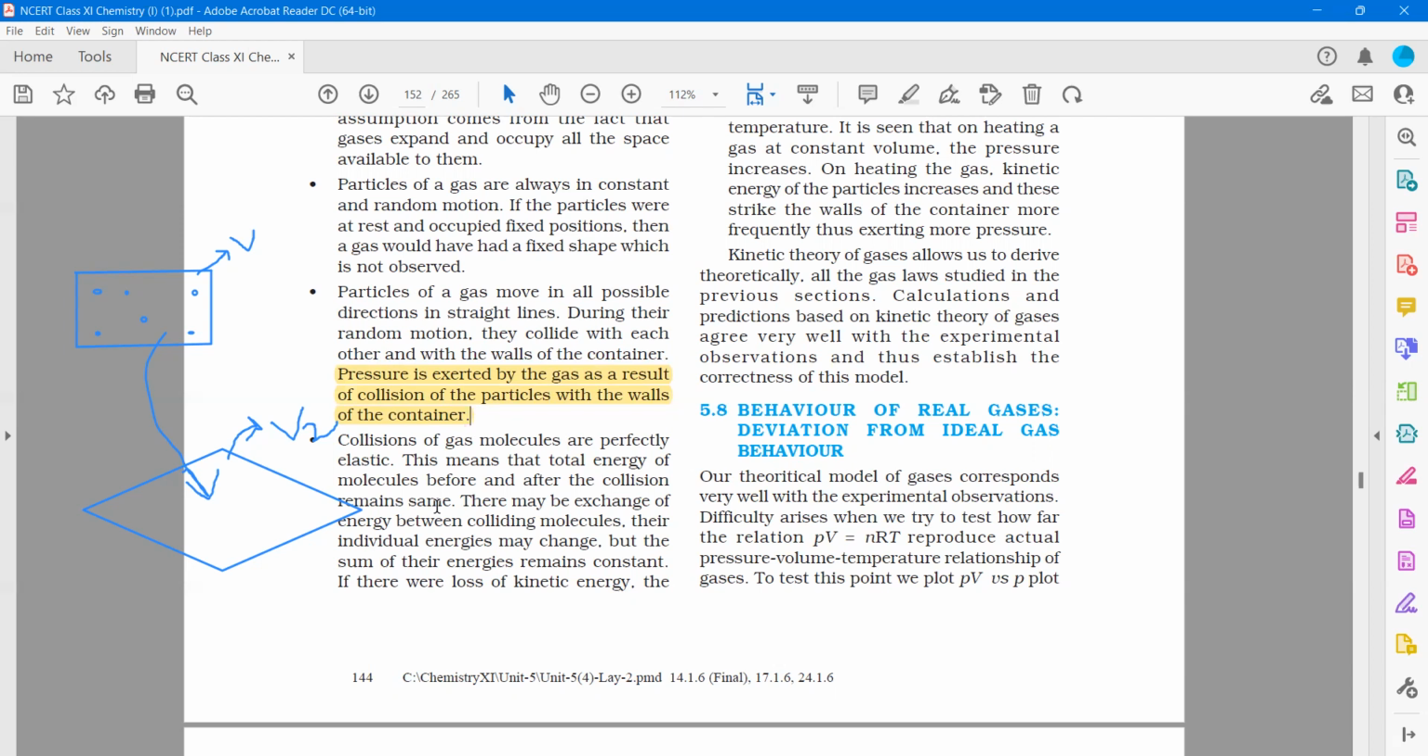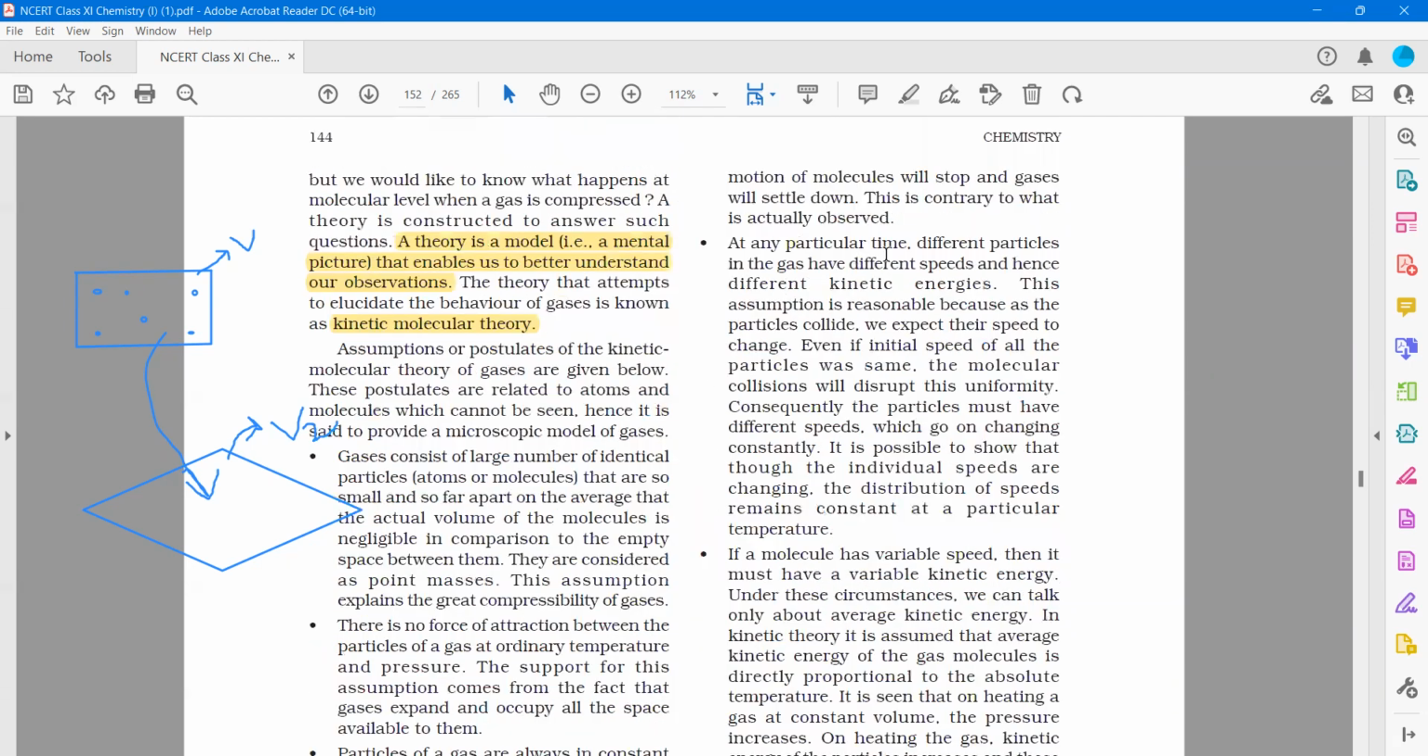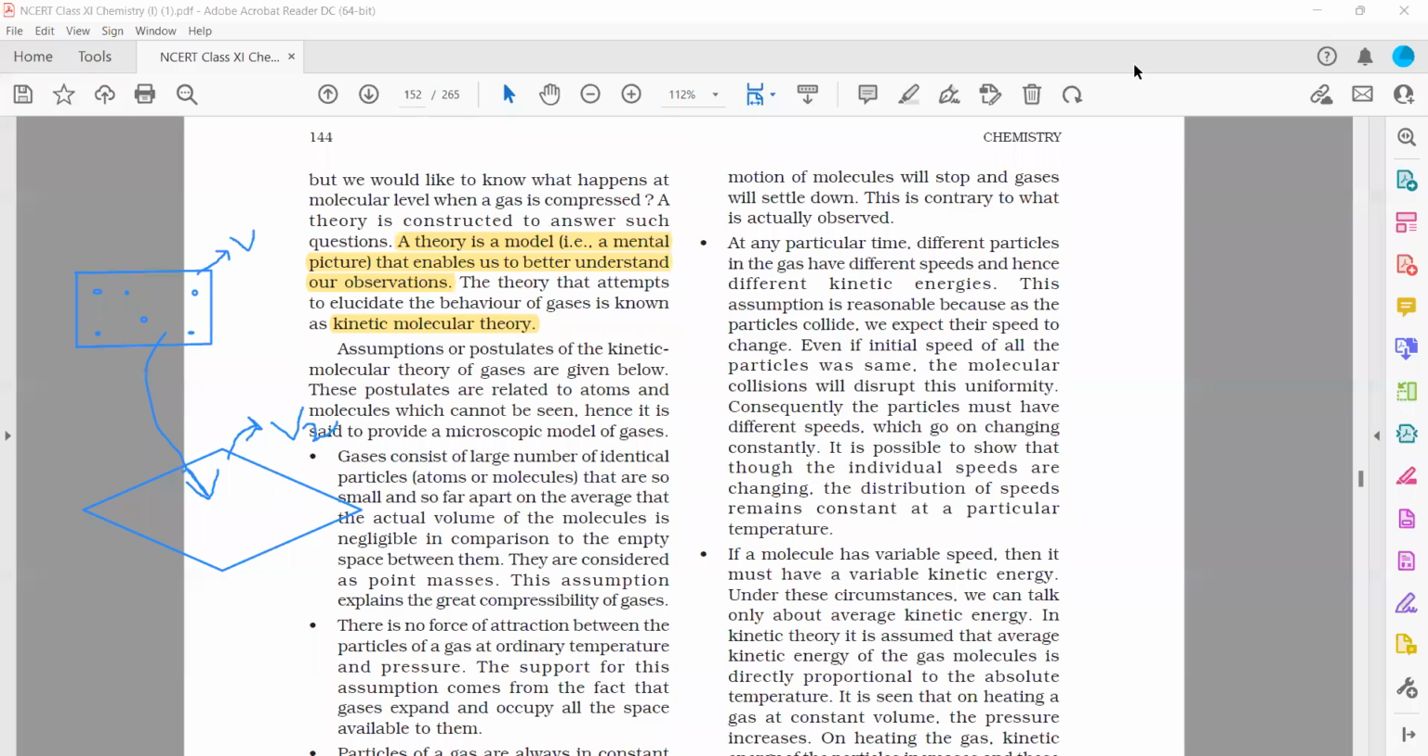If there were a loss of kinetic energy, the motion of the molecules would stop and the gas would settle down after a particular time, but that doesn't happen, right? So this means that the total energy, or the thermal energy, of the gas is always constant.